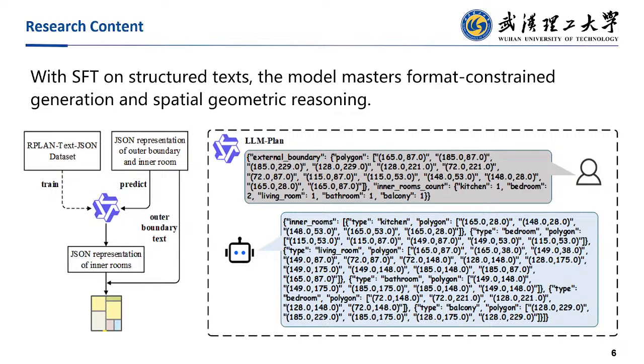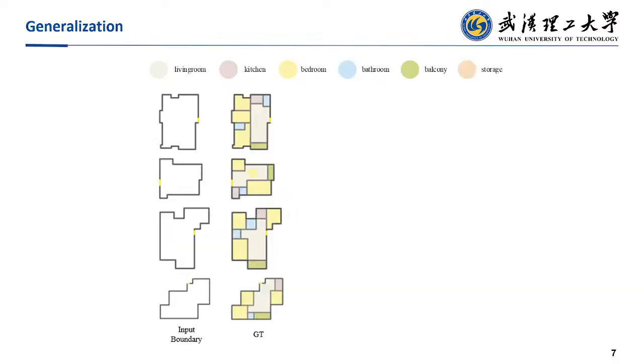So here is the result. I give the large language model an external boundary, and I say one kitchen, two bedrooms, one living room, one bedroom and one balcony, and then it will predict these polygons. So this is the result.